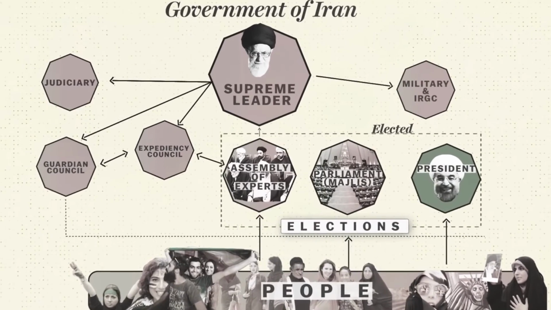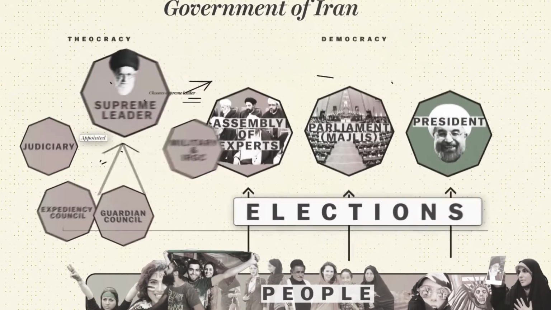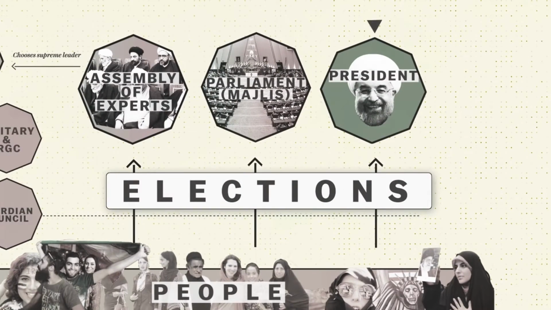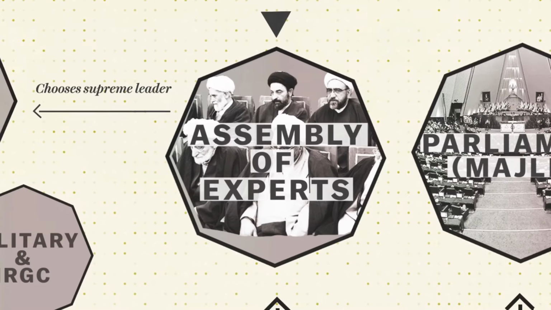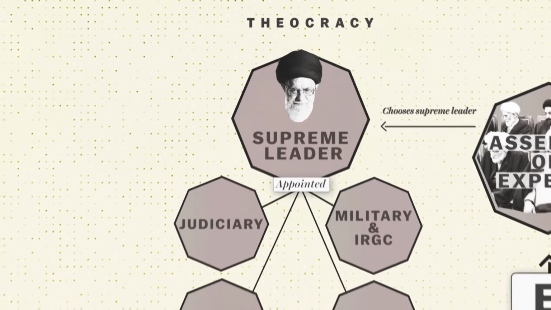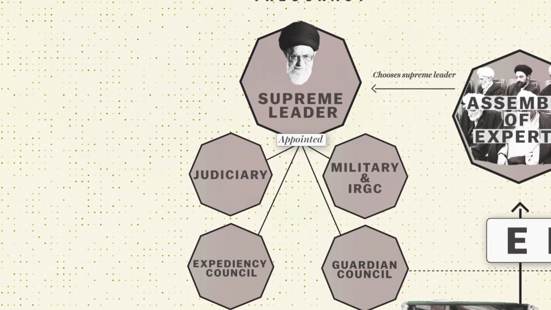Now, there's a real tension between those two systems. Iranians elect, more or less democratically, the president, the parliament, which is called the Majlis, and a really important body called the Assembly of Experts. We'll get to that later. At the same time, there's the unelected theocracy: the supreme leader, the judiciary, the military, and others.